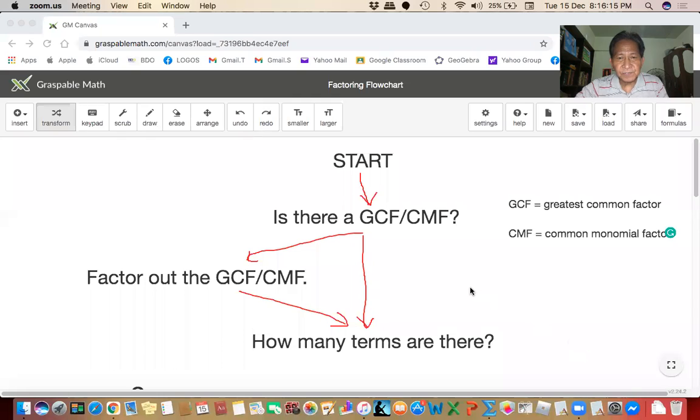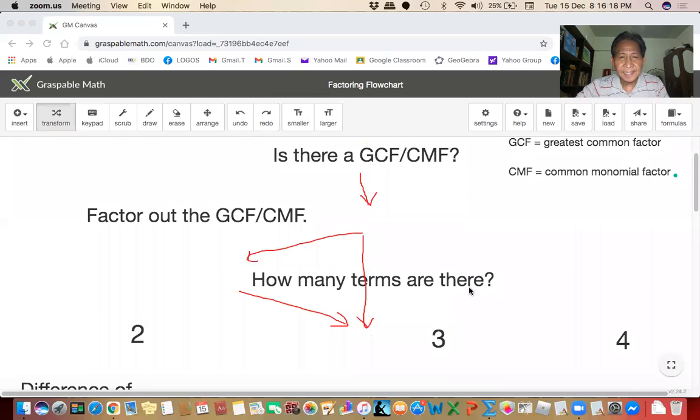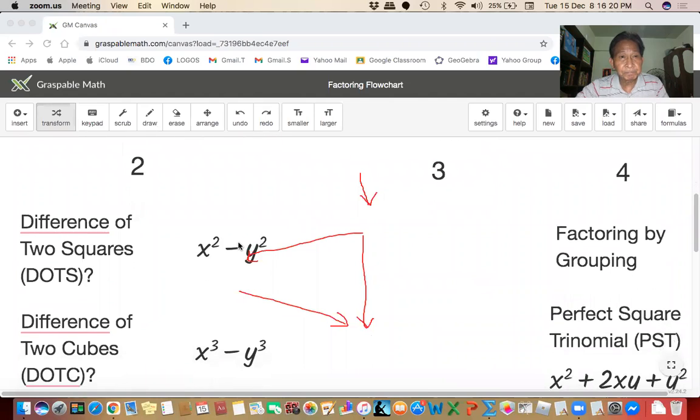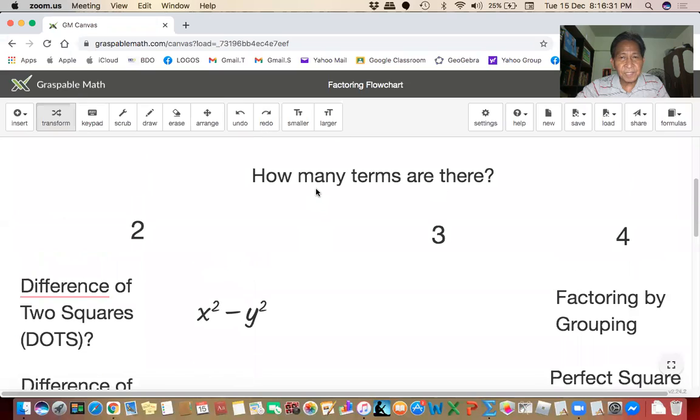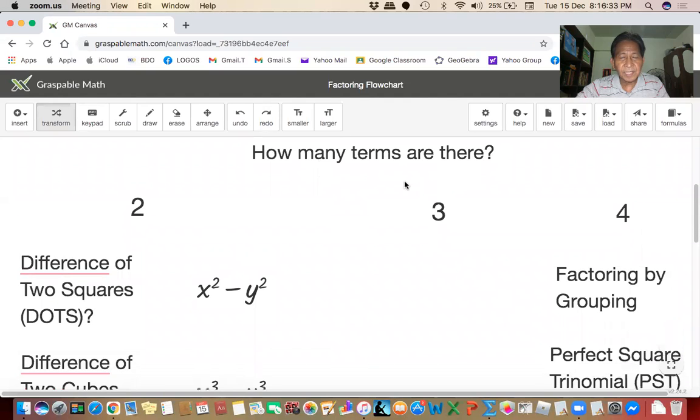All right, let's move up so we can see the next step. So you're now asking yourself, how many terms are there in the polynomial? We're going to cover just 2 terms, 3 terms, and 4 terms, although there can be more. You can have more terms than just 4. But these are the common ones, and so this is what we're going to cover.